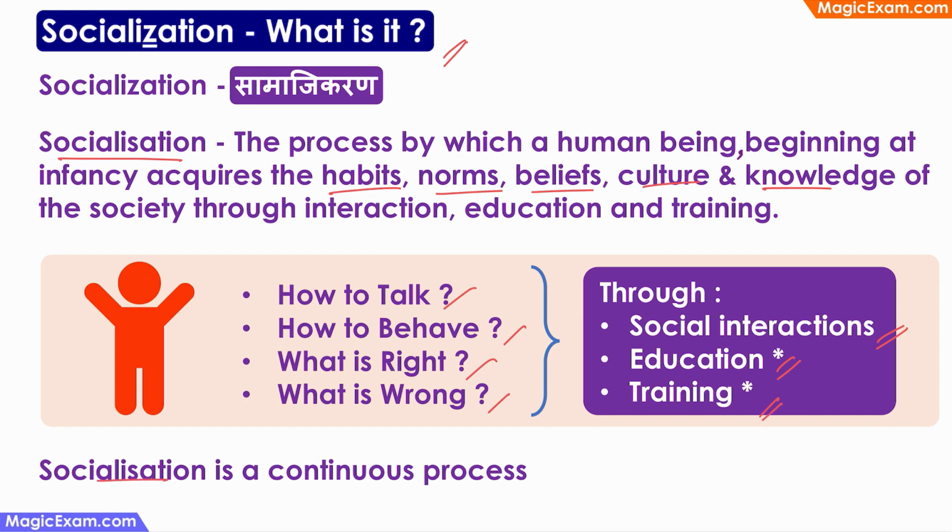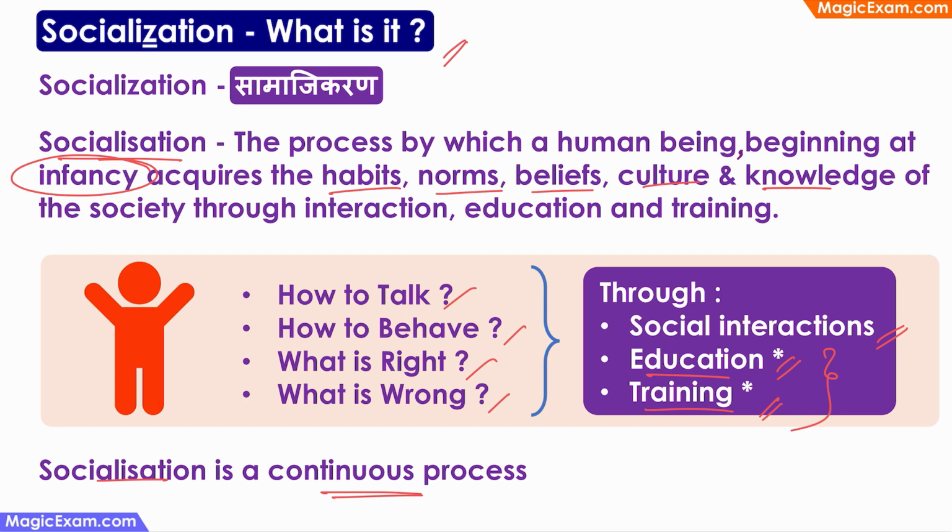So, socialization is a continuous process. That is, socialization never stops. It starts at infancy and it continues throughout the person's life. Now, I have put an asterisk on education and training because I just wanted to touch upon the difference between these two terms. Education is where you learn theory and training is where you learn the practical aspect of something. You learn some skills. For example, when I go to school, I get education. When I go to a computer training class, I get training. Therefore, that is the difference between these two terms, which are quite often used interchangeably.